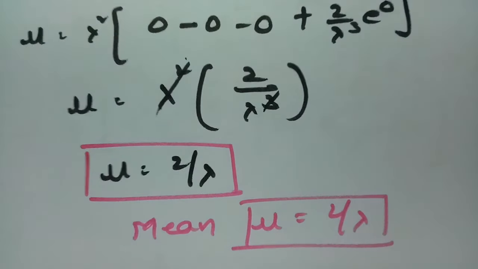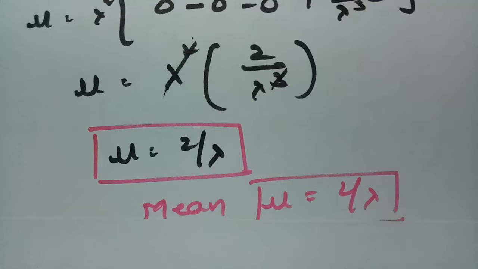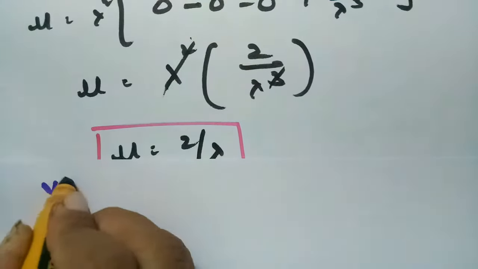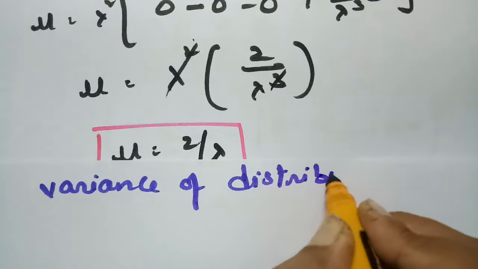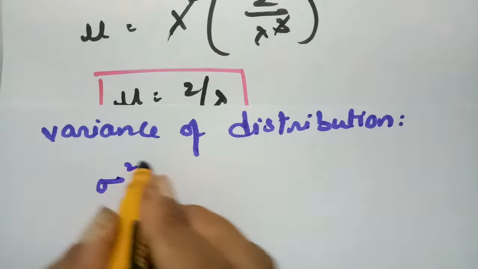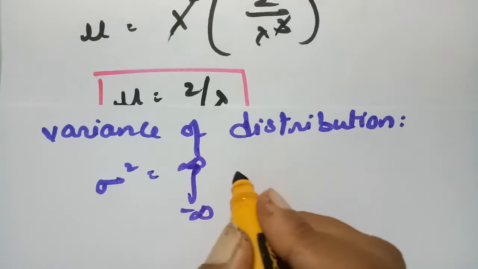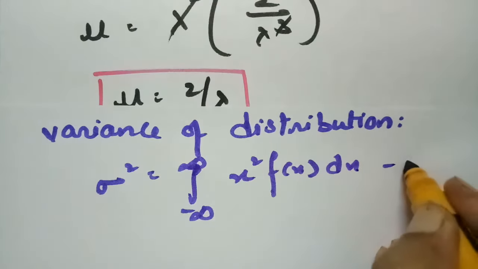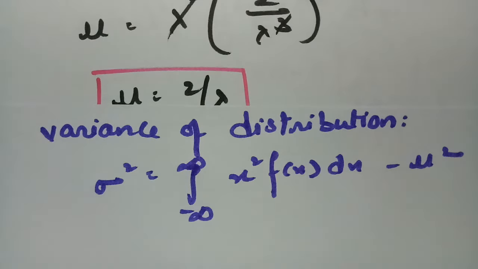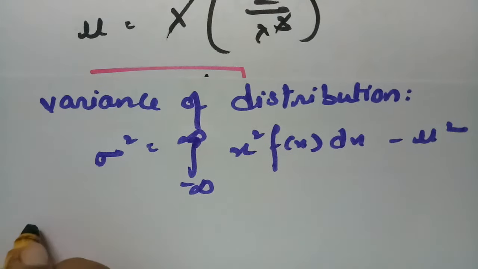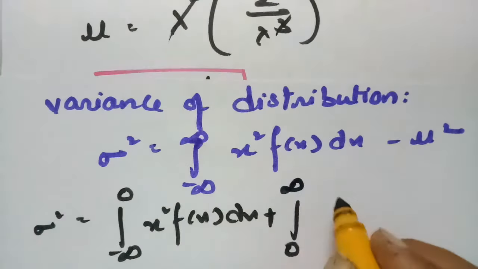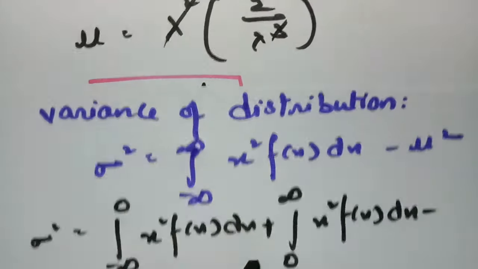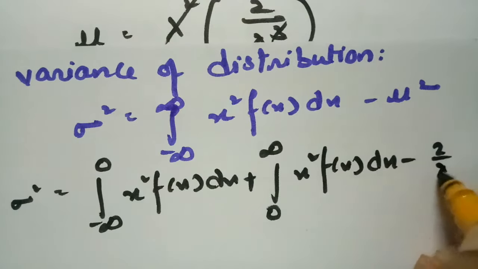So after finding mean, now we have to find the variance of the distribution. So the next step here is, we have to find out the variance of the distribution. How we have to find the variance? So variance is nothing but sigma square is equal to the integral from minus infinity to plus infinity of x square f of x dx minus mu square. So again we have to split into two parts. So sigma square will be the integral from minus infinity to 0 of x square f of x dx plus the integral from 0 to infinity of x square f of x dx, and we have the mu value as 2 by lambda. So this will be 2 by lambda whole square.